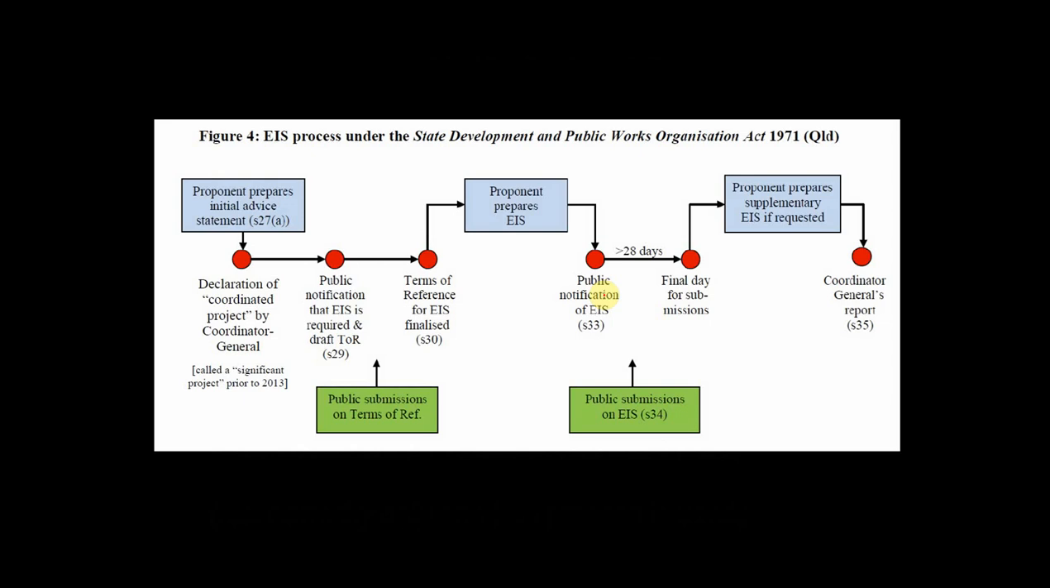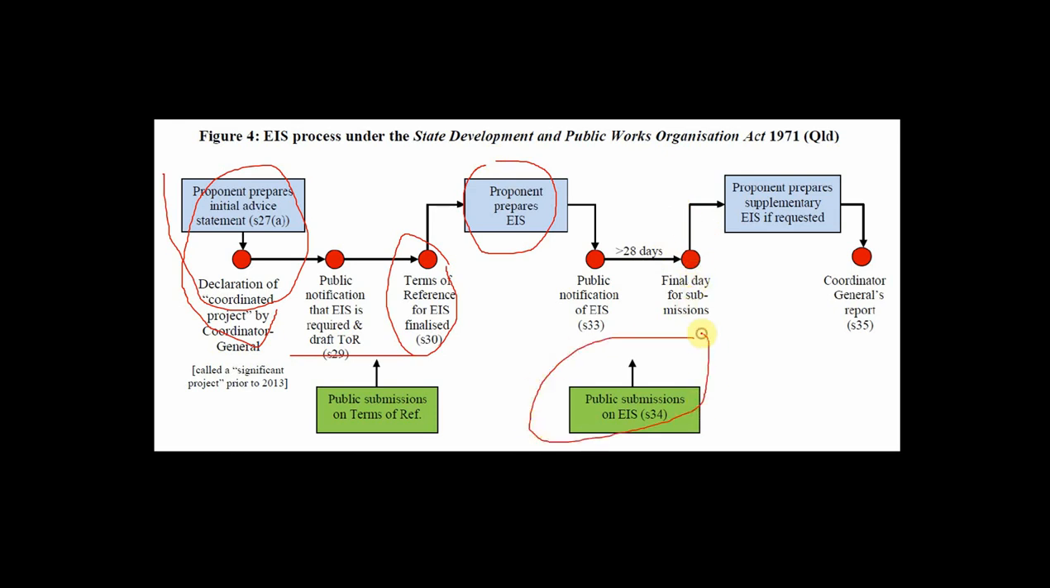So in my synopsis book, I've put in one of the appendixes this little flowchart, and it shows the basic process for an EIS under the State Development Public Works Organisation Act. The proponent applies, and if the Coordinator General thinks the project is big enough to warrant their assistance, it's declared a coordinated project. Terms of reference for the EIS are finalised. The proponent and its consultants prepare the EIS. That's publicly notified, and people can make submissions about the EIS and say what they think about the project. Then normally a supplementary EIS is prepared.